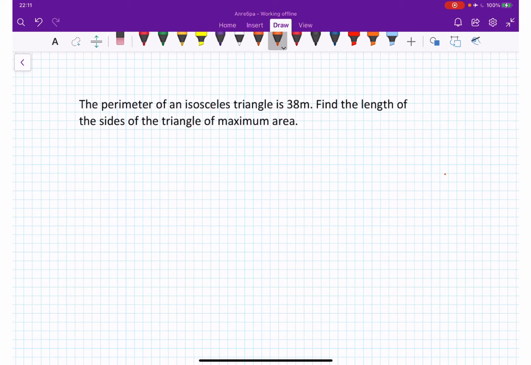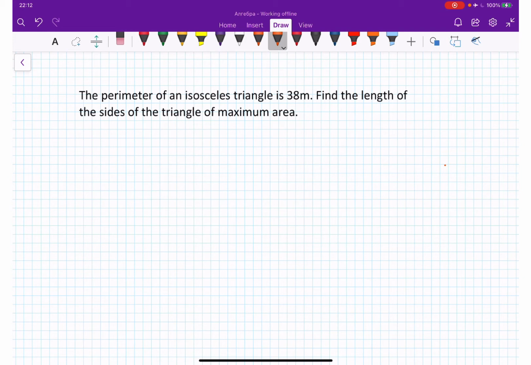The perimeter of an isosceles triangle is 38 meters. Find the length of the side of the triangle with maximum area. Okay, the length of the side of the triangle of maximum area.